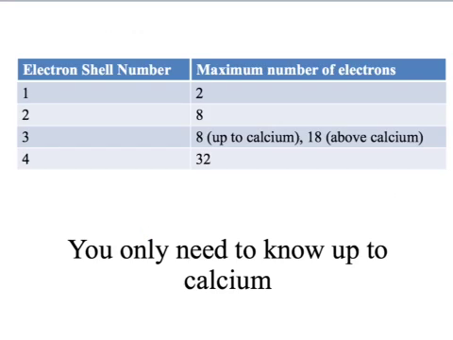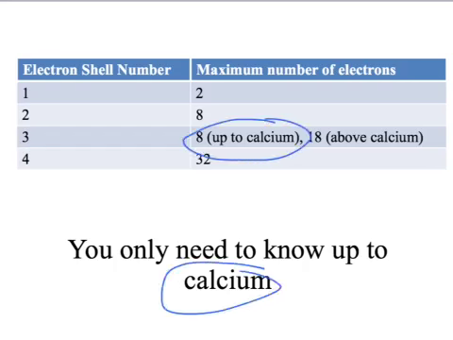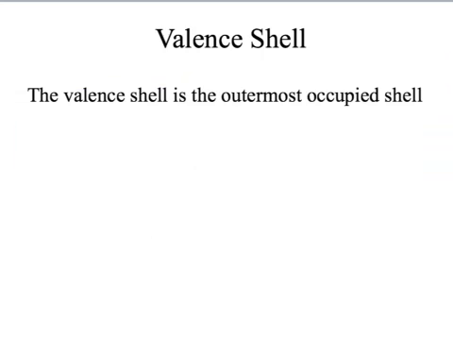So copy down this because it's really important. Pause it, copy it down. You only need to know up to calcium. So we'll go through calcium a little bit later. So valence shell, just so you know, is the outermost shell that is occupied by electrons. I'll get you to tell me what the valence shell is.